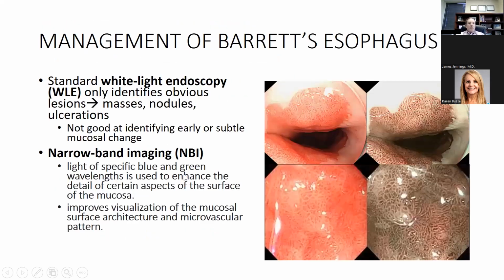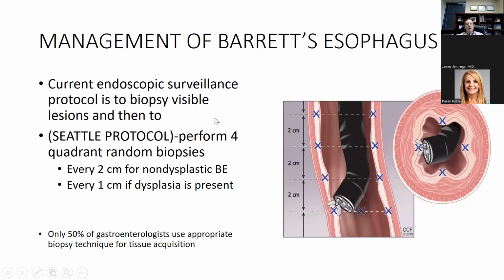Just to show you the difference, I mentioned narrowband imaging. This is what narrowband imaging is. We talked about that before, and we used that to thoroughly examine Barrett's esophagus. Before the protocol, and we still use this in large segments of Barrett's esophagus, the Seattle protocol will take biopsies, 4 quadrants, 1 centimeter if patients have dysplasia, 2 centimeters if they don't have dysplasia. Before we do random biopsies following this protocol, we use the narrowband imaging to look for any abnormalities, and we'll do targeted biopsies there.